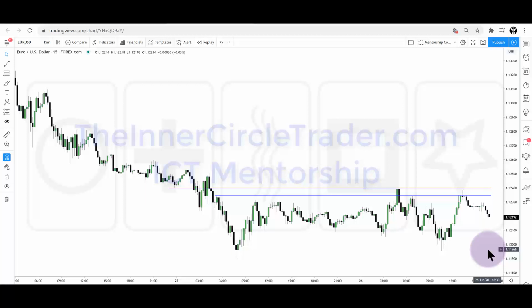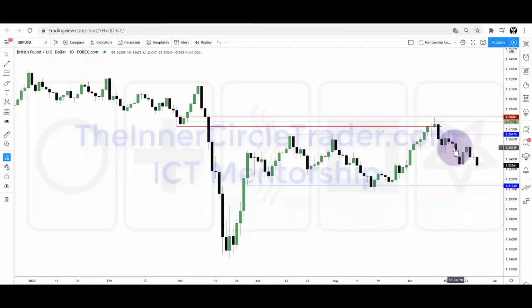All right, so let's go into cable, take a look at that pair. All right, so here is the daily chart of the British pound, or cable as we call it, and we had a nice little reaction here off of the order block. So we came down, filled in this fair value gap here, traded to the bullish order block, bounced, and where did it bounce to? Traded into this SIBI, sell side imbalance, buy side inefficiency.